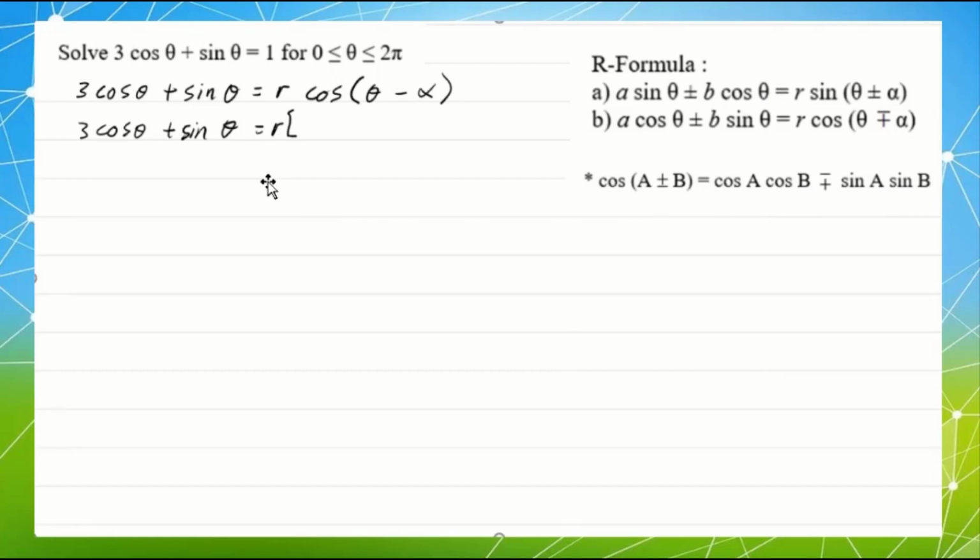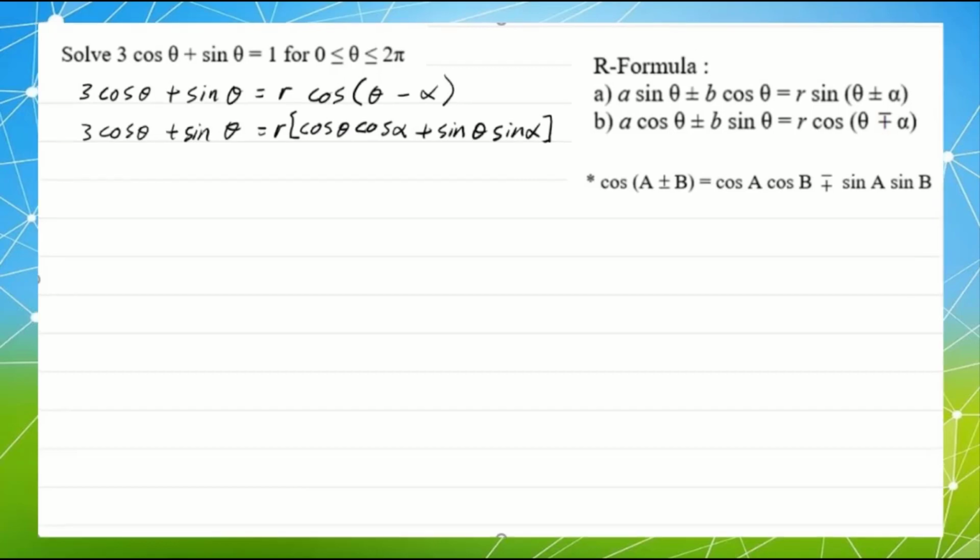So after expanding, we will get cos theta cos alpha plus sin theta sin alpha. Then after that, we expand the R.